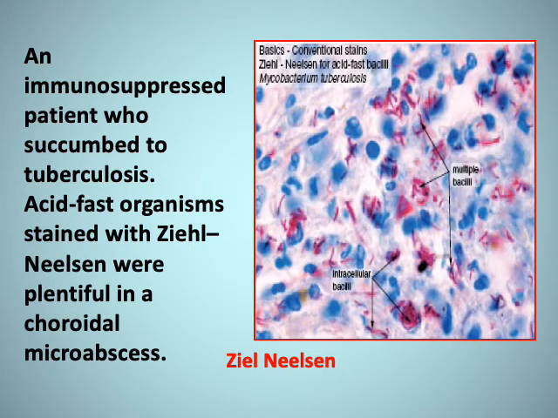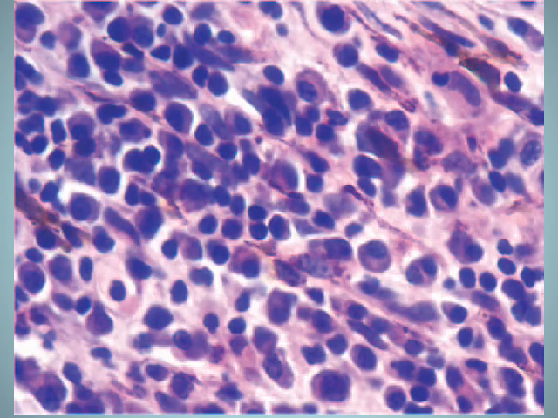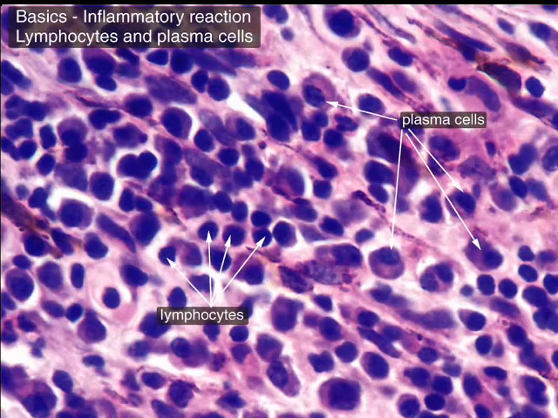In an immunosuppressed patient who got TB, acid-fast organisms stained by Ziehl-Neelsen stain were plentiful in a choroidal microabscess. These are the inflammatory cells, lymphocytes and plasma cells, as you can see.